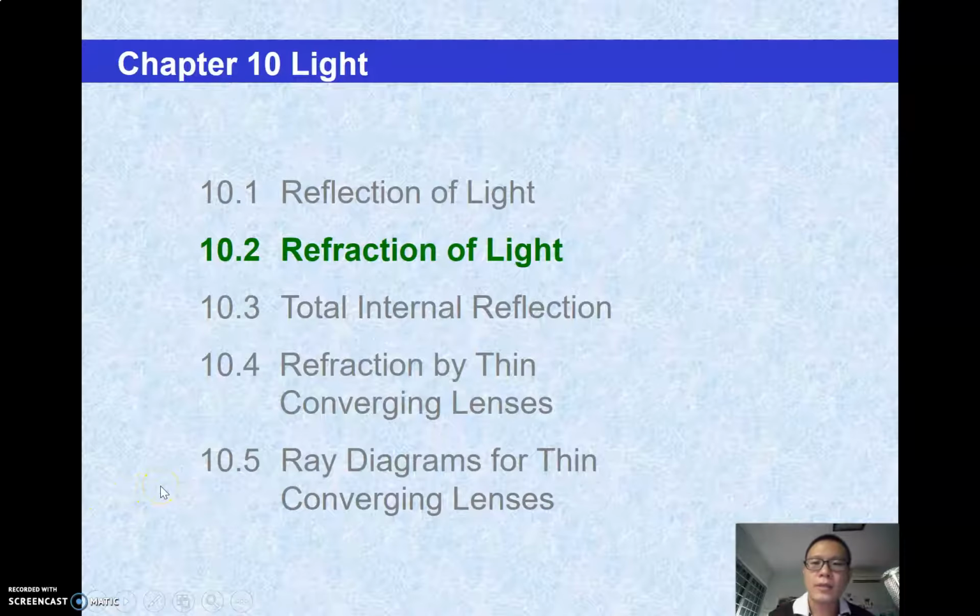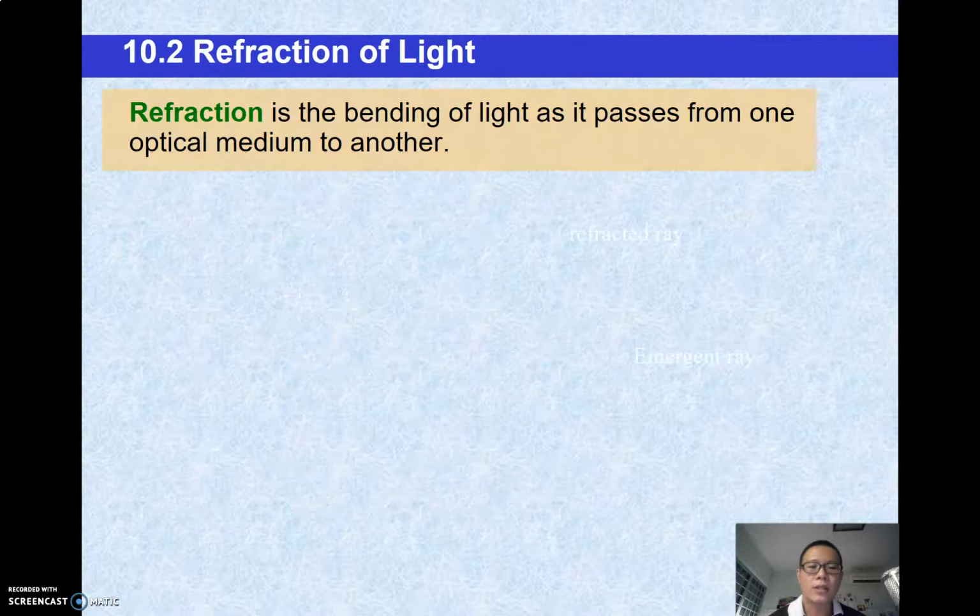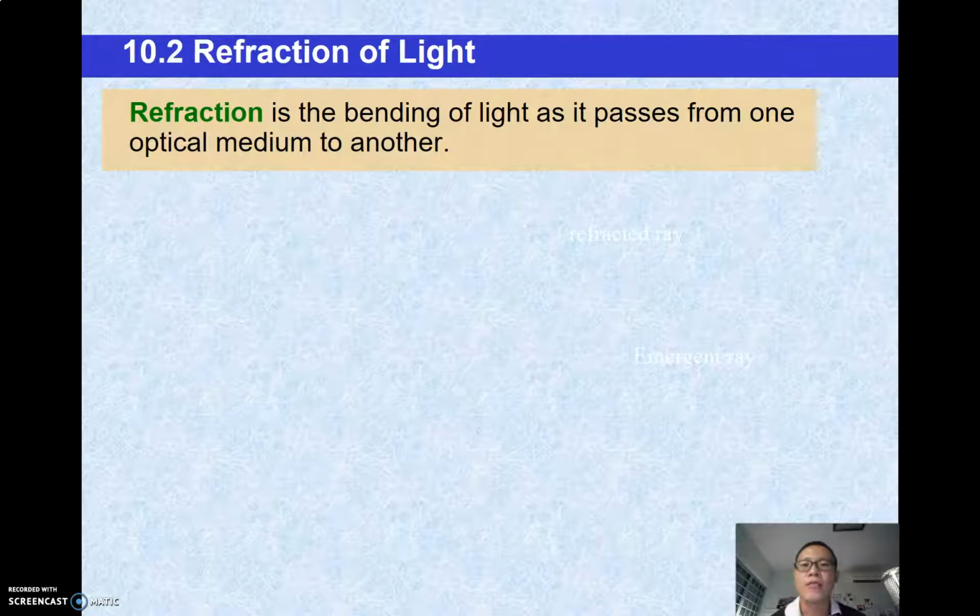Okay, welcome everybody. Today we will move on to the second part of light, which is known as refraction. What actually is refraction? Refraction is loosely defined as the bending of light as it travels through different media.